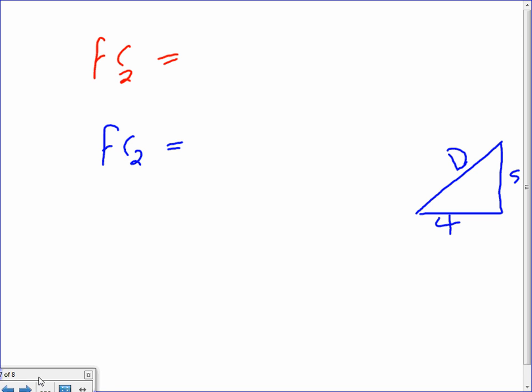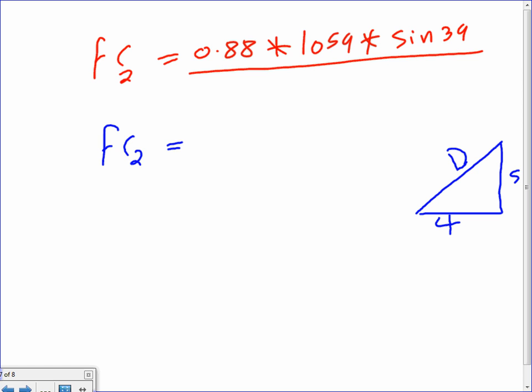Okay, now let's do the calculation. So I know what the angle is. I'm going to have a 0.88, multiply this one by 1059, multiply this one by sine 39, divide this by 6.4 squared. Where the heck did I get 6.4 squared? The distance. Here's a triangle. I need to find D. D, guys, is the distance.